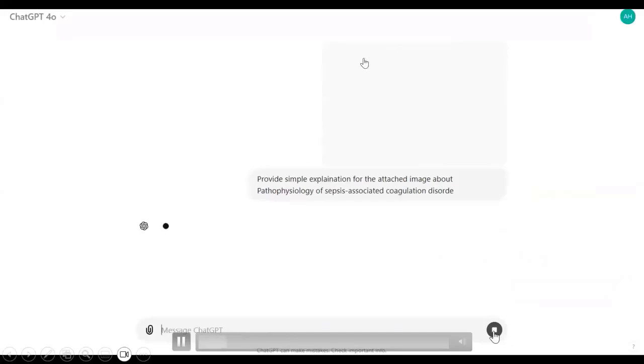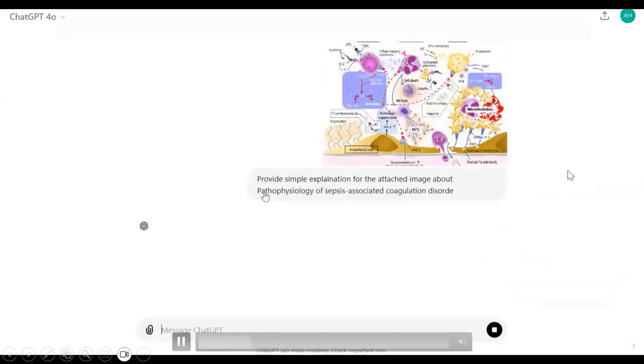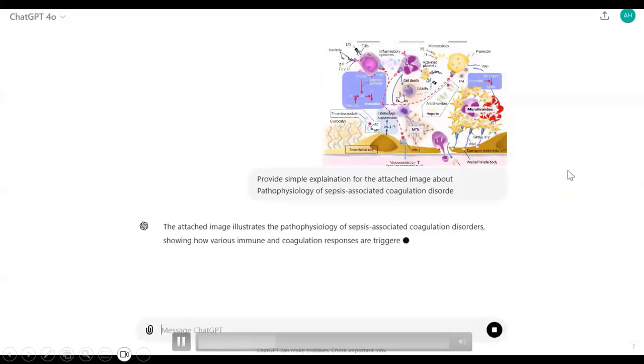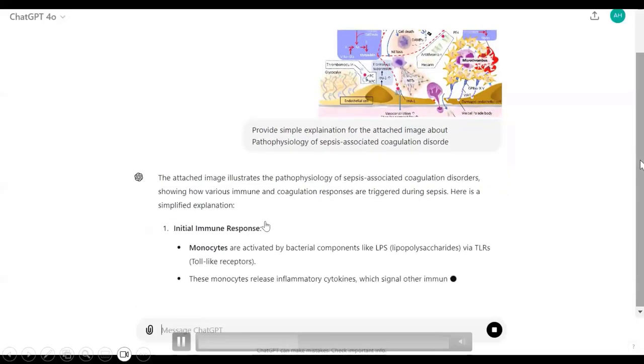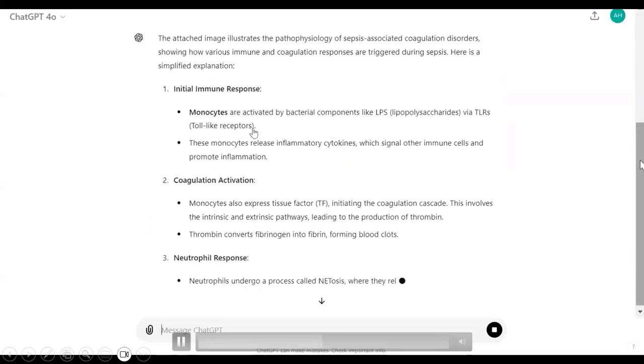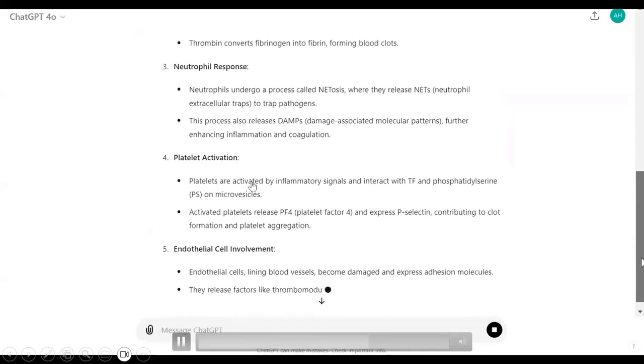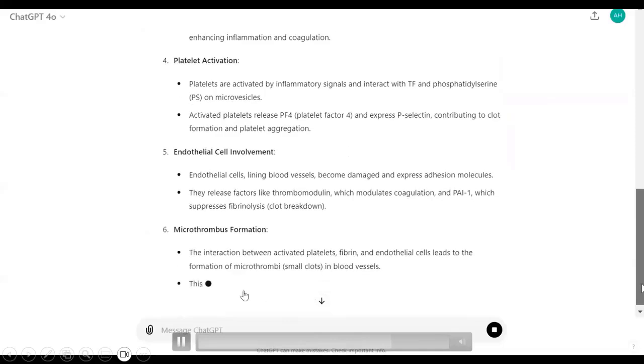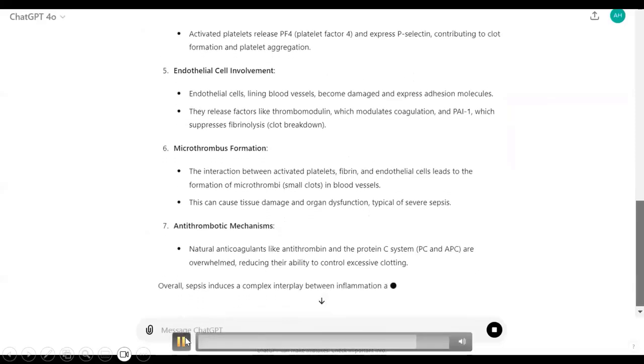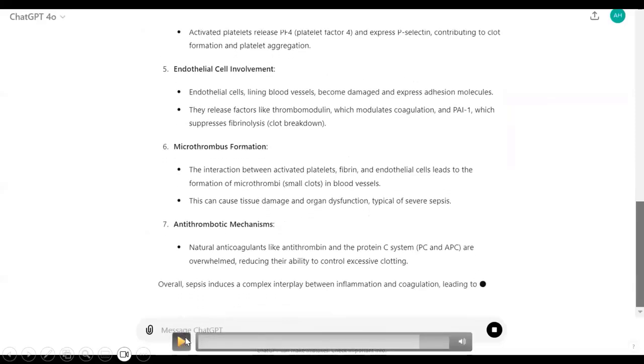When I put in this very complicated image, it starts to explain what is going on in this image. First, it starts with the initial immune response, the monocyte, the coagulation activation, neutrophil response, platelet activation, and endothelial cellular functional microthrombus formation. So you can simplify any type of complicated image into a simple paragraph and bullet points.